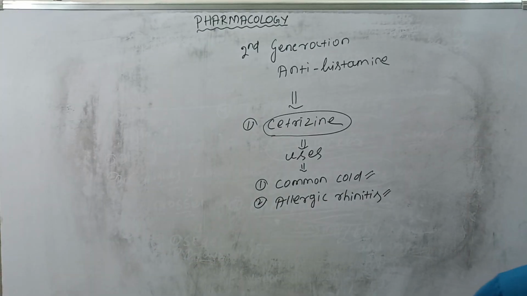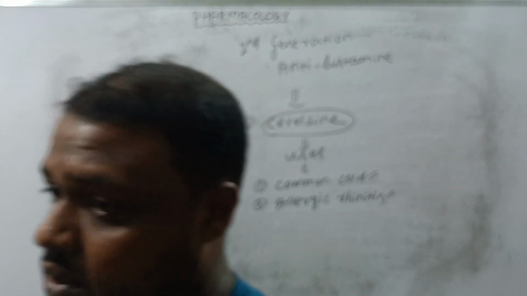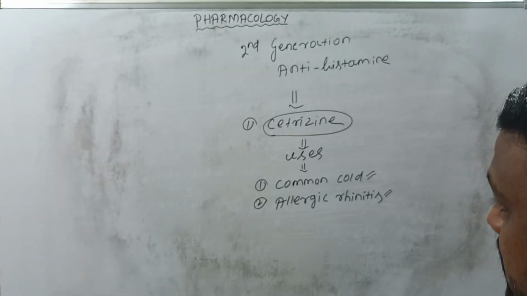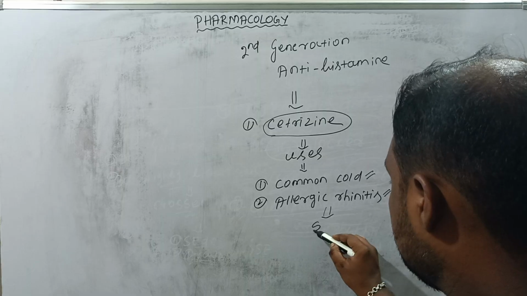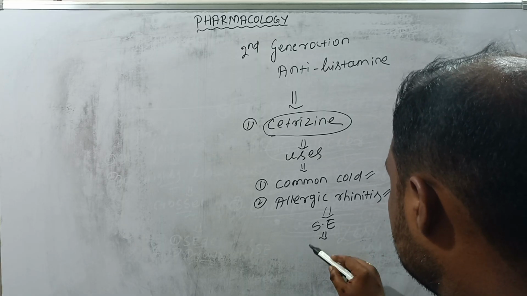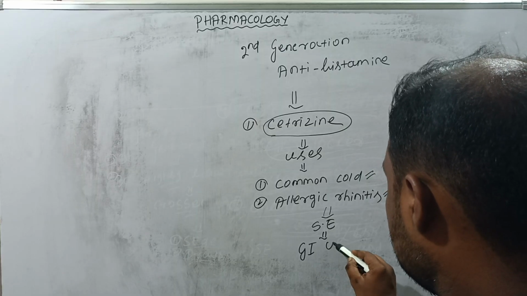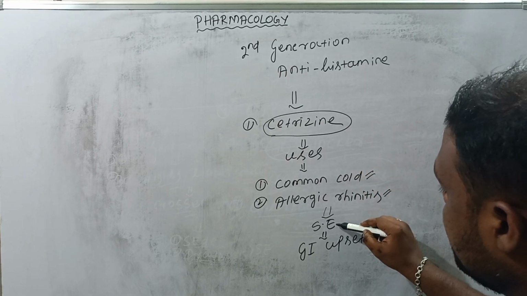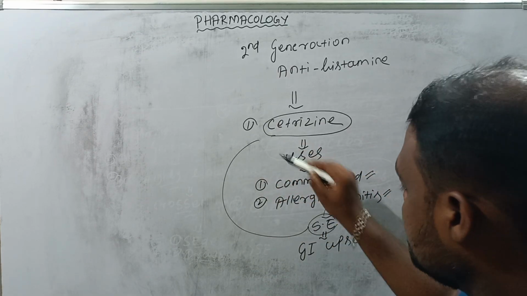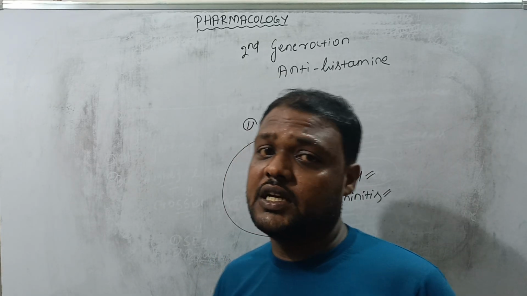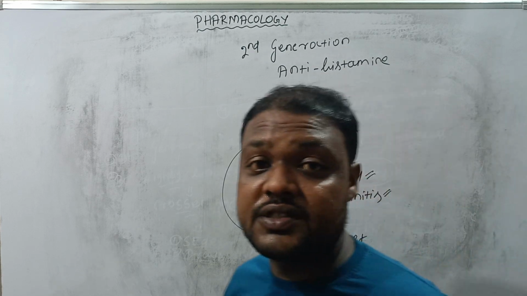The most leading side effect of cetirizine is GI upset. SE means side effect. The side effect of cetirizine is GI upset.